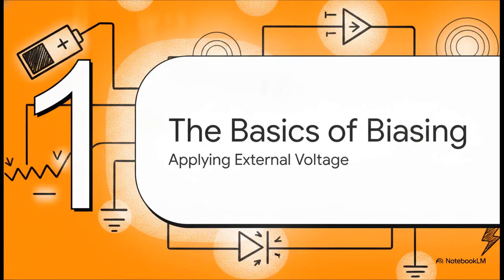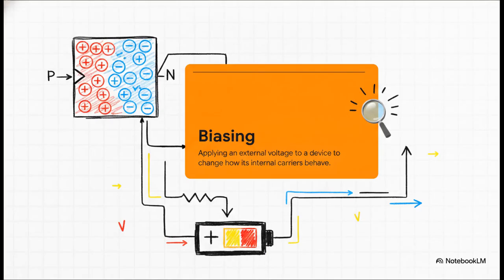Part 1. The basics of biasing and applying external voltage. So, what exactly does biasing mean? Well, biasing is simply applying an external potential or voltage to our device. By supplying this external power, like from a battery, we're basically manipulating the internal positive charges, which we call holes, and the negative charges, the electrons. We are essentially giving them a set of instructions on exactly how to behave inside that silicon.